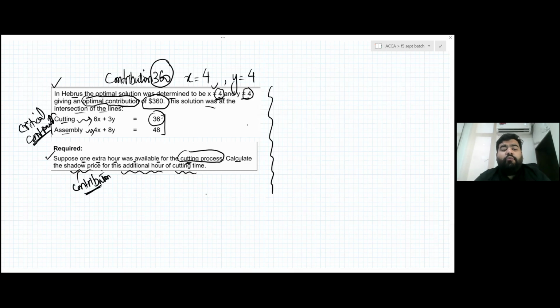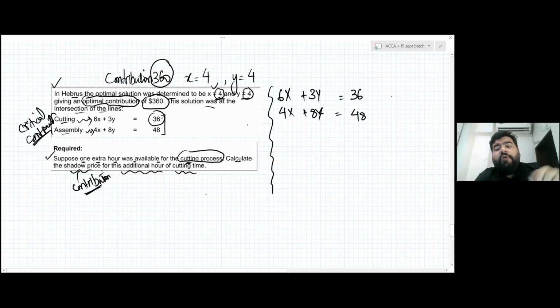Now what you have to do, simple: 6x plus 3y is equal to 36 as per normal equation, and 4x plus 8y is 48 as per normal equation. But now you have to calculate shadow price, and for shadow price, you have to increase 1 unit. Shadow price of which process? Cutting process. For cutting process, the hours available according to equation 1 was 36. You have to increase it by 1 hour, means you will write here 37 in the solution.